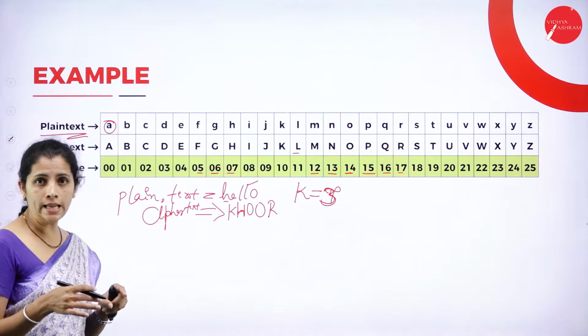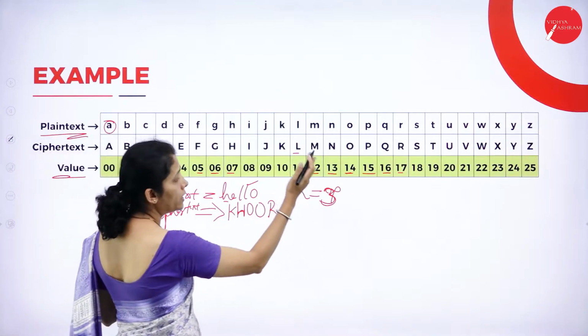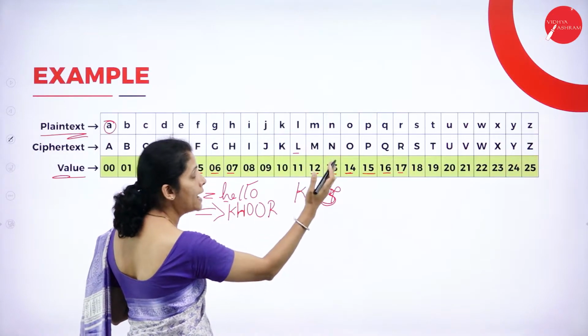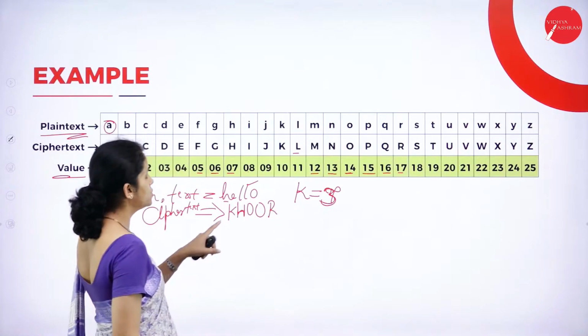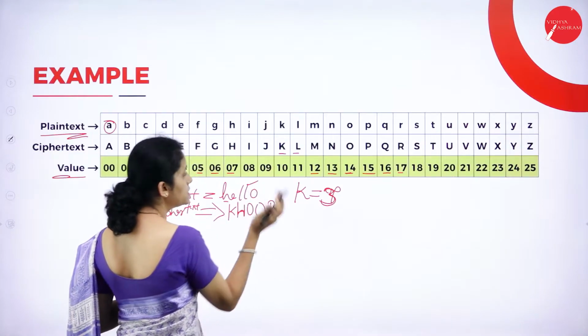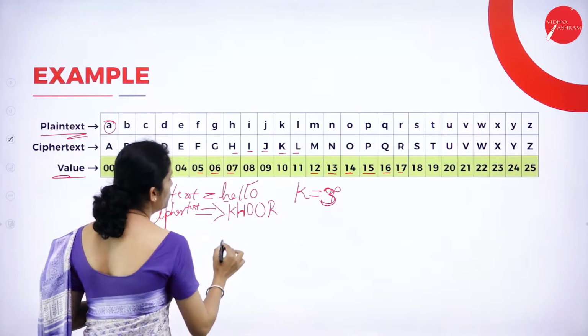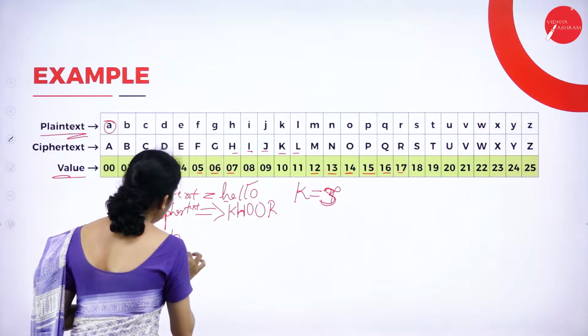I know my key length. What is the key length? It is 3. So here what I want to do, I want to subtract 3 letters. So I'm going to start from K. I want to subtract 3 letters, 1, 2, 3. So I'm going to get the plain text.